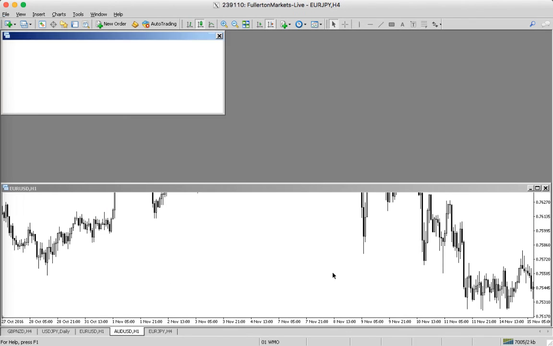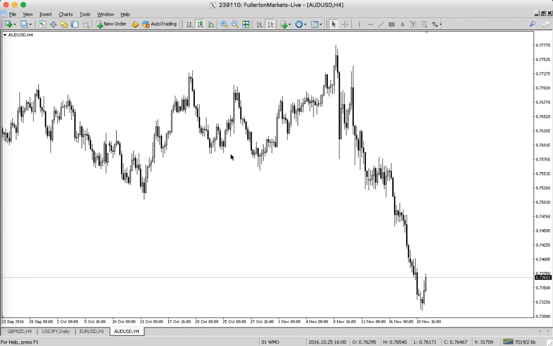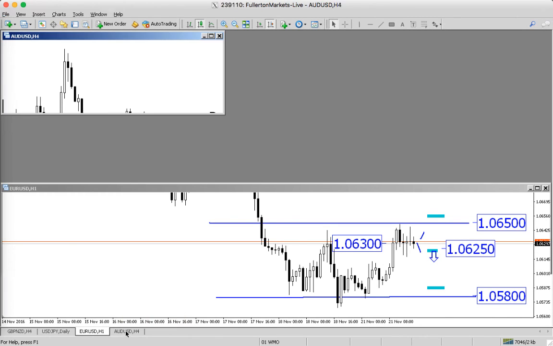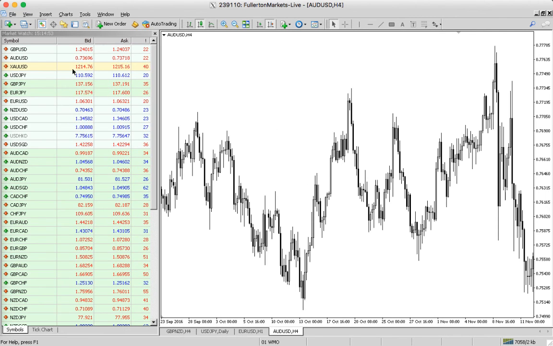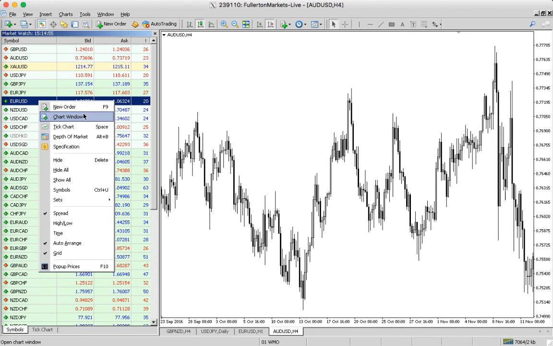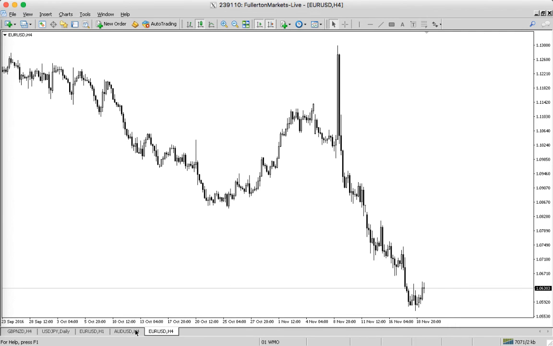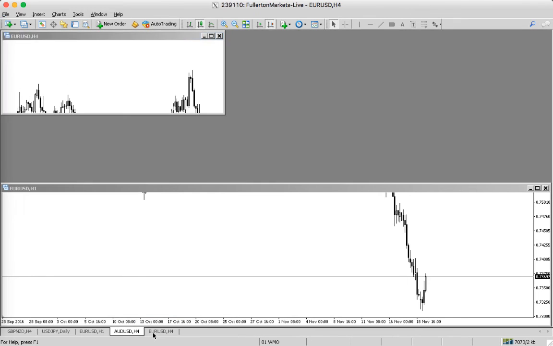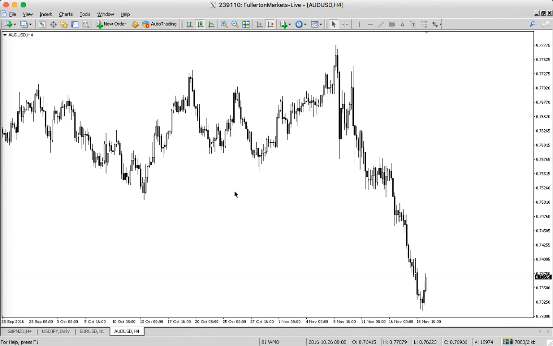This is Aussie dollar. Aussie dollar H4, very sharp drop. If you notice, it is similar to euro dollar. Okay, if I open the euro dollar H4 chart, right? Okay, this is the euro dollar H4 chart. This is the Aussie dollar H4 chart. Okay, both dropped almost very significantly as well.